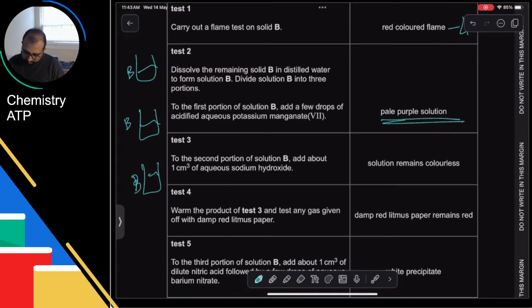Solution remains colorless. What have we done? We have added sodium hydroxide. That means it doesn't produce any precipitate. So it could be group 1 most likely. But again, we don't know.